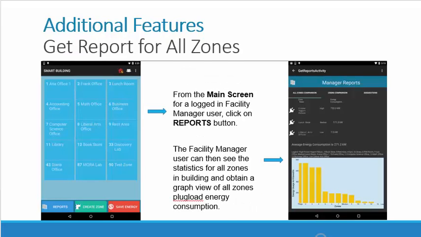To get reports for all zones, a Facility Manager can select the Reports button from the main screen. The Facility Manager can then select the All Zones Comparison tab, and he will be able to see the statistics for all zones in the building and obtain a graph view of all zones by energy consumption.